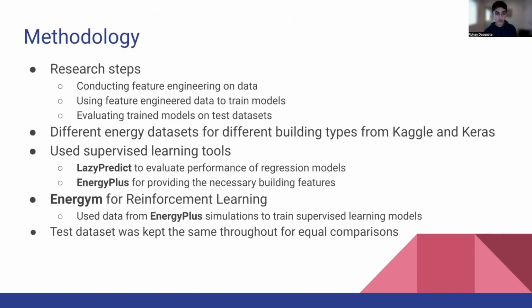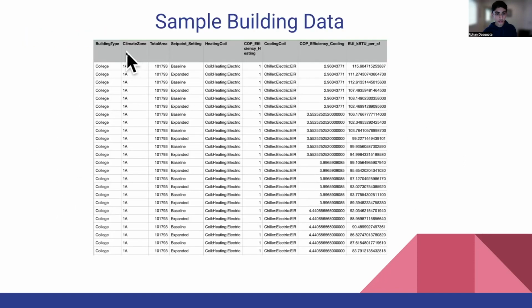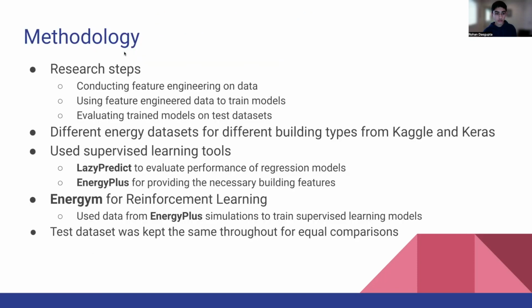So the way I approached my project was through three general steps. I conducted feature engineering on the data, basically all these features, as you can see over here, the headers. I basically separated the data based on those features and had them all get processed at the same time. I used that feature engineered data to train the models, and then I evaluated the trained models on the test data sets.